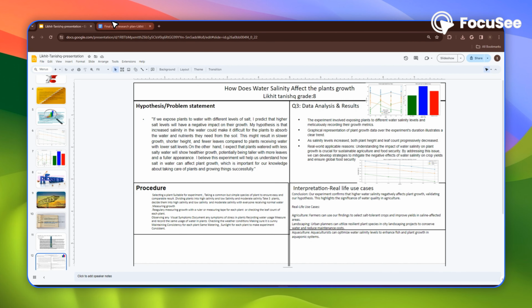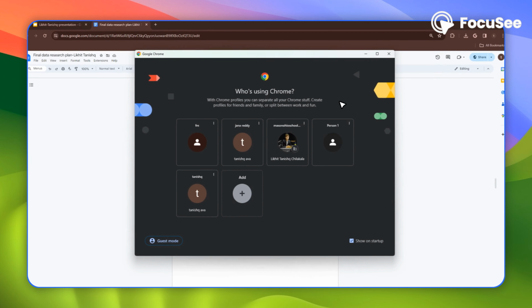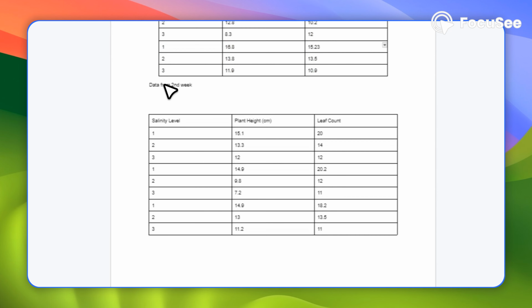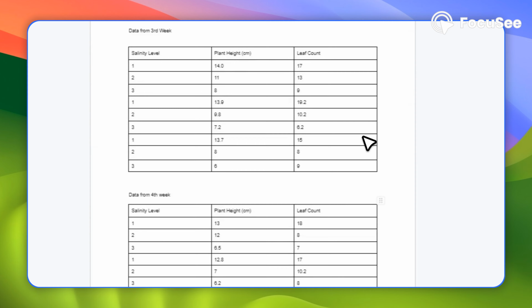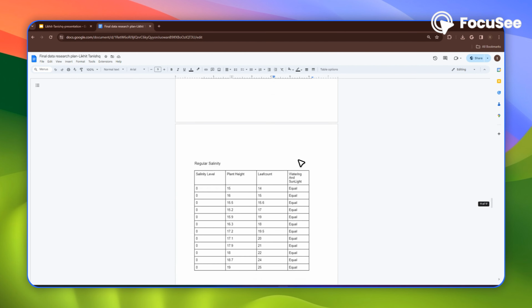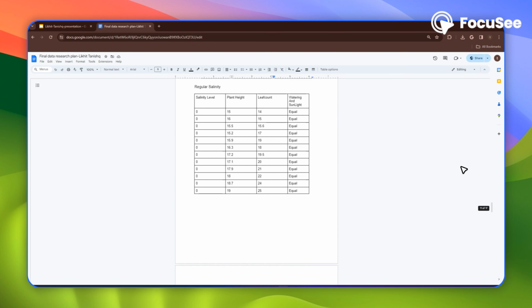And once I go to my final data research plan, as you can see here, this is the data from week 1, this is the data from week 2, this is the data from week 3, this is the data from the 4th week, and this is the data for regular salinity, and all of this is noted in the logbook.